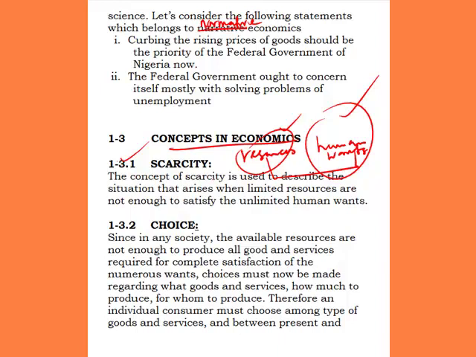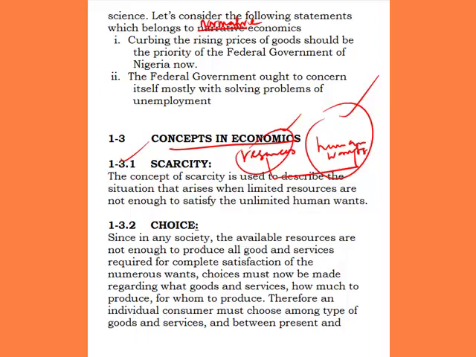So that is scarcity. The next one is choice. When something is scarce, there is a need for us to prioritize, a need for us to make choices, because our resources are not enough to cater for our wants. Our wants are many, while our resources are minimal. Then we need to make choices among our wants which our resources will satisfy. Then choice comes in, I mean, taking one and leaving the other.